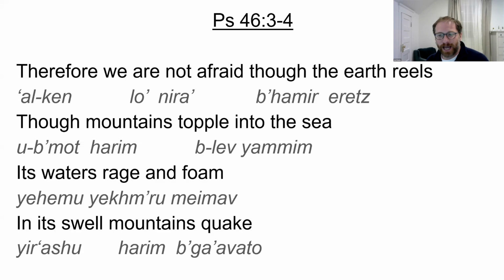Now it actually sounds, since we just read Psalm 29, like storm imagery again, right? Mountains toppling into the sea, waters raging, foaming, mountains quaking. That all feels similar to the kind of convulsion of nature stuff that we saw in the previous psalm. So maybe we've got a similar situation, right?